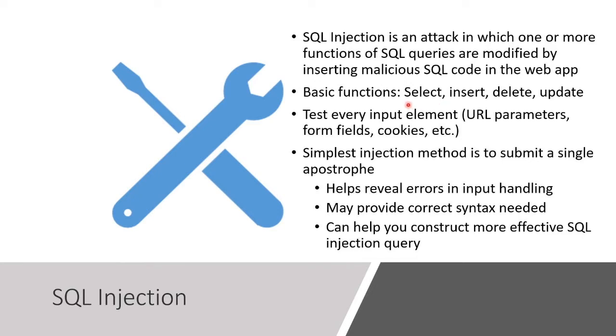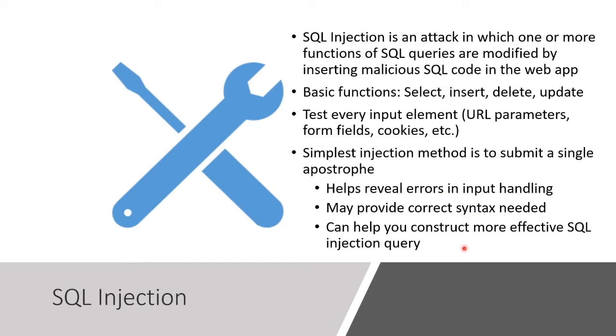You should, when you're a web app developer, be testing every input element, from the URL to the forms to the cookies, whatever, and make sure none of them allow just ad hoc crazy SQL queries where we're asking for all the credit card numbers from the credit card table. The simplest injection method is to use what we call an escape character, a single apostrophe, a single quote. That in and of itself will help reveal whether or not this whole setup is vulnerable to SQL injection. It might even give you helpful syntax to say how to do it properly.